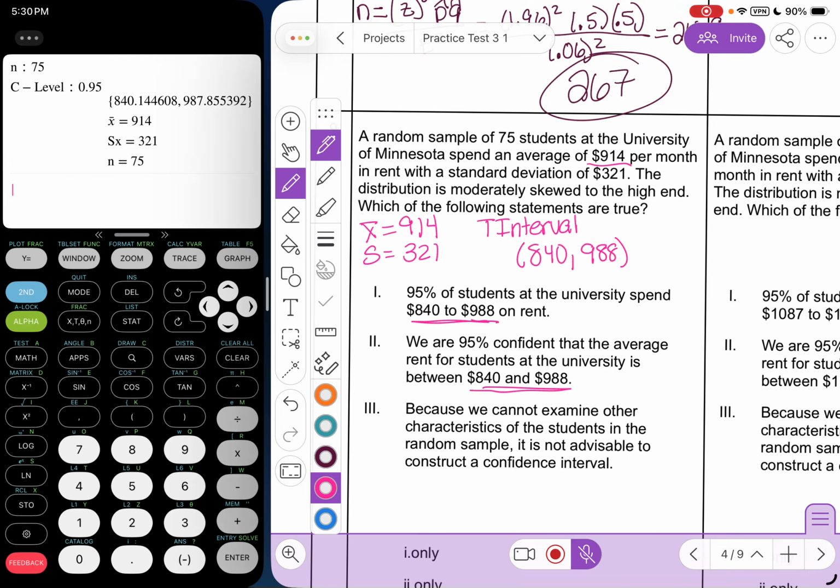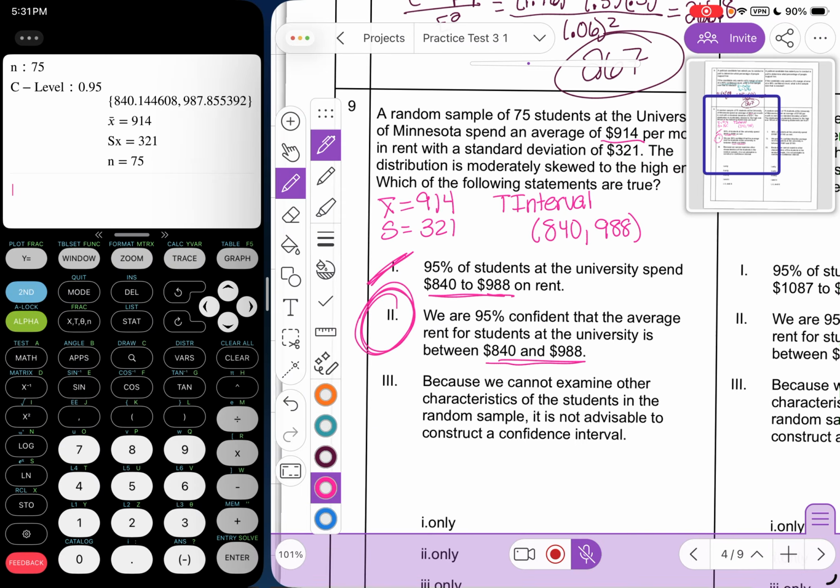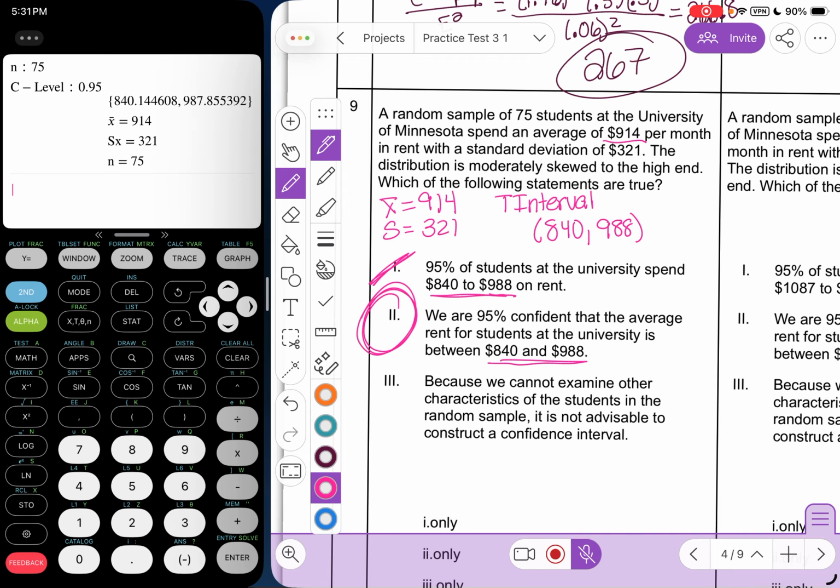So part 1, 95% of the students at the university spend $840 to $988 on rent. That's not what a confidence interval means. We are 95% confident that the average rent for students at the university is between $840 and $988. That is what it means. And then because we cannot examine other characteristics of the students in the random sample, it's not advisable to construct a confidence interval. All we need to do the T interval is the sample mean and the sample deviation.